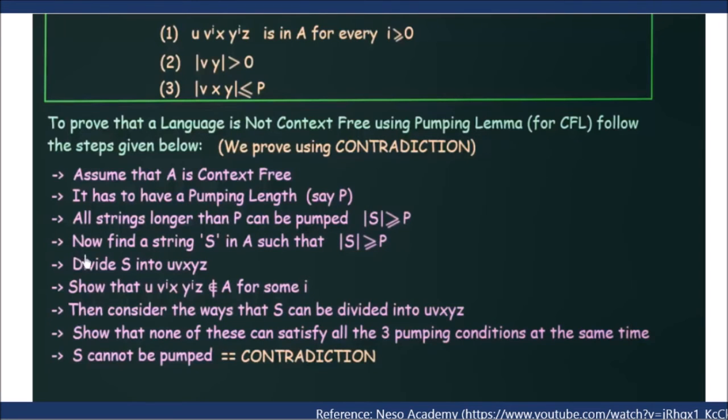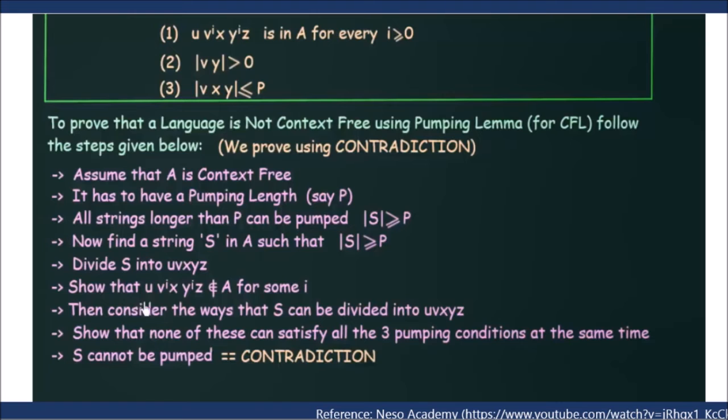Now we will find a string S in A such that the length of S is greater than or equal to P. So from this language A, we will take a string which we will call S, such that the length of S is greater than or equal to P, our pumping length. After you take that string S, we will divide it into 5 parts: U, V, X, Y, and Z. So we have a string and it is divided into 5 parts now.